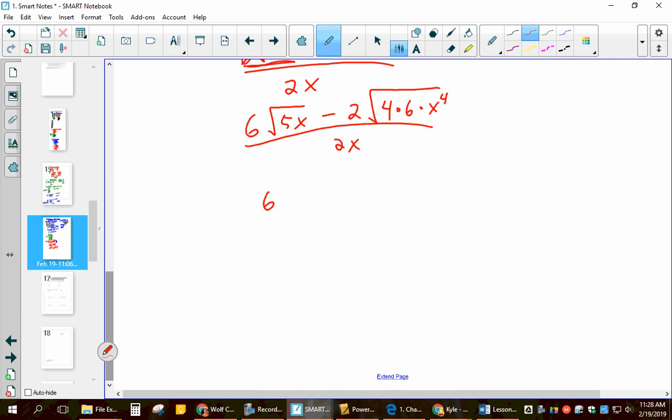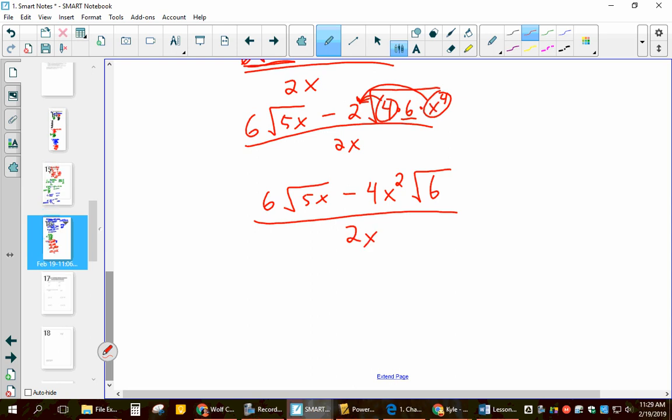Okay, so then we've got 6 times root 5x minus. Now this 4 gets to come out as a 2. It's being multiplied by the 2 that's already out there. So you guys okay if I just say this is negative 4? 2 times 2 is 4. This x to the 4 gets to come out as x squared. And then I still have root 6 trapped in there, all over 2x. So we're pretty much done.